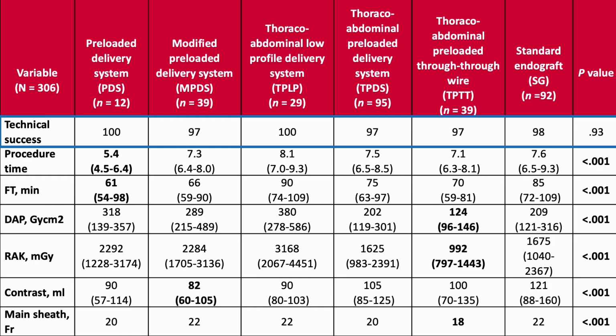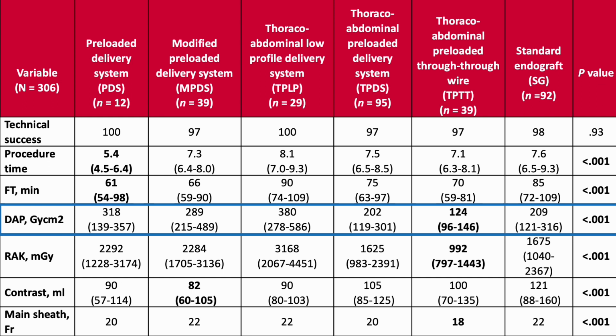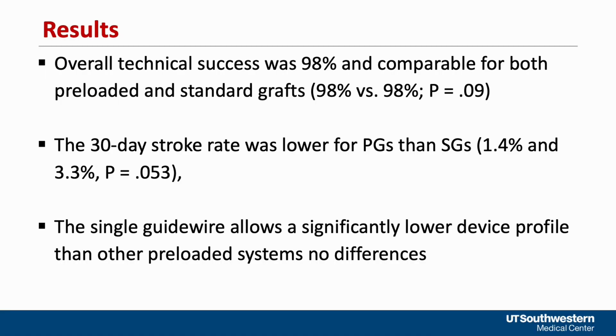306 patients were included. There was no difference in technical success. There was a significant difference in radiation to the patient and radiation during the procedure, favoring the single wire preloaded delivery system, and the main sheath was smaller for the single wire, with a main of 18 French compared to the other devices. There was no difference in technical success and mortality. The 30-day stroke rate was lower in the preloaded delivery systems.